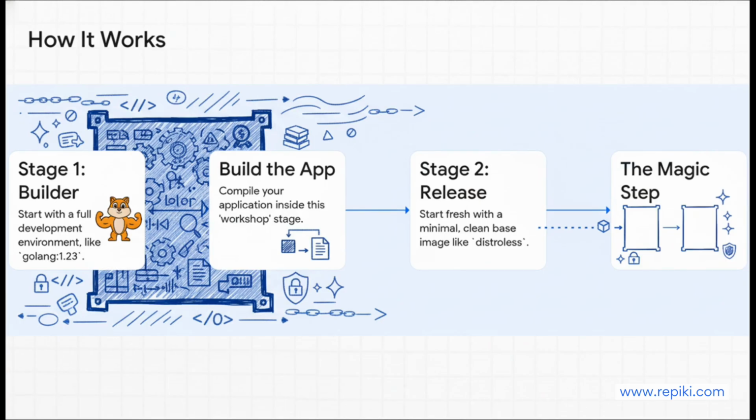First, we define a builder stage. This is our workshop, using a full Go development image. Inside there, we compile our app. Then, and this is the key, we start a completely new, squeaky clean stage from a minimal base image like distroless. And now for the magic trick, that COPY --from=builder command. It's like a teleporter that just beams our finished application from the workshop into the showroom, leaving all the mess, all the tools, and all the source code behind.